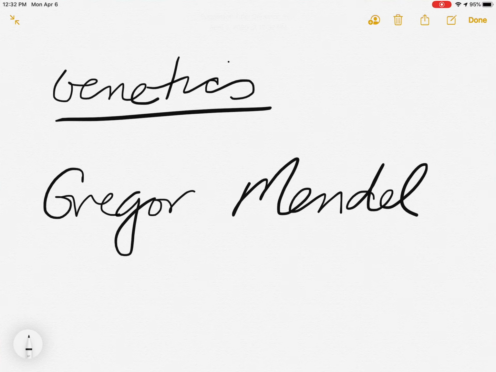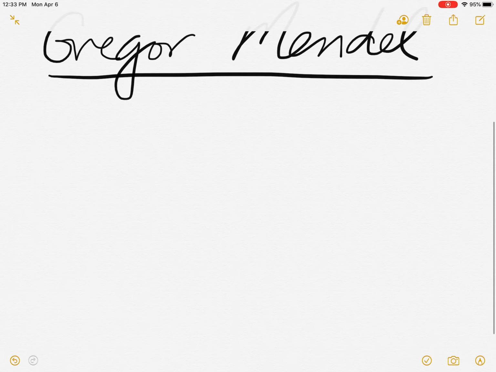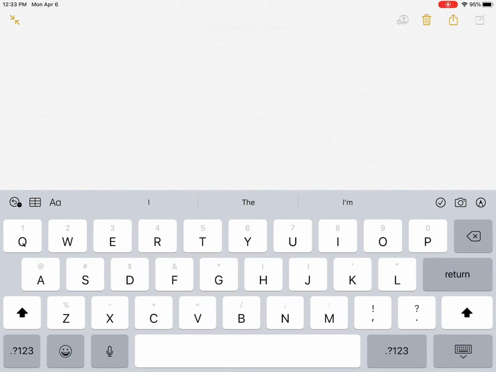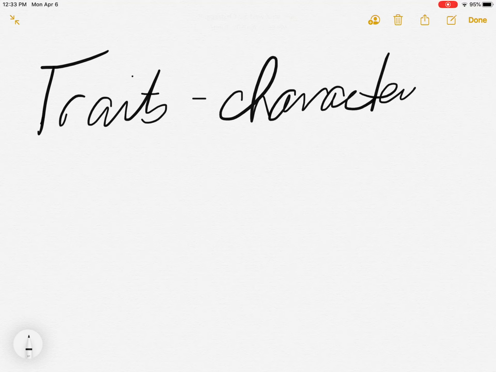Now, what he noticed is that there are things called traits, right? Traits are simply characteristics. So when we see the word traits, what you have to just think about is characteristics. Sorry, the writing's a little messy. I'll get better at this, I'm sure.